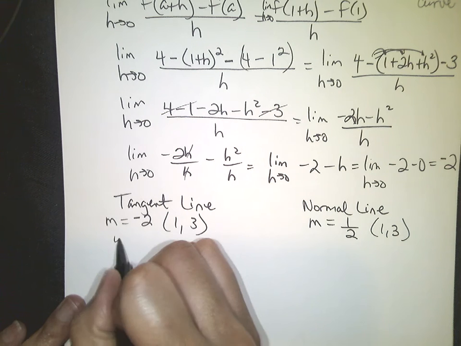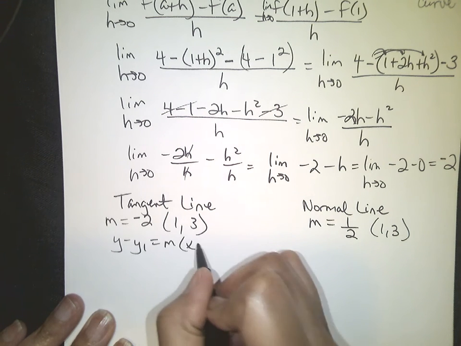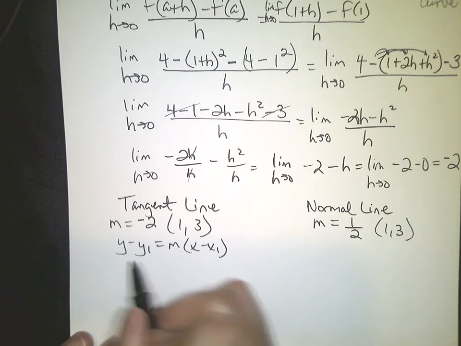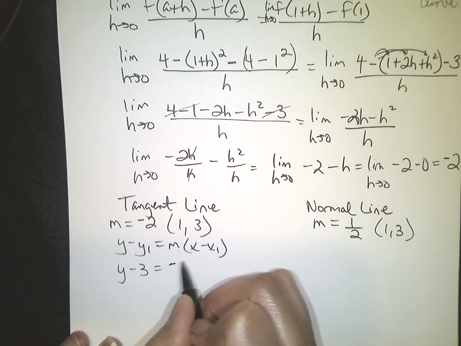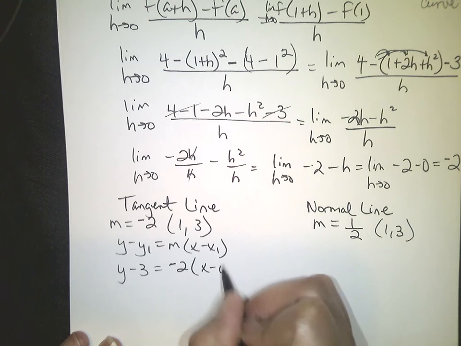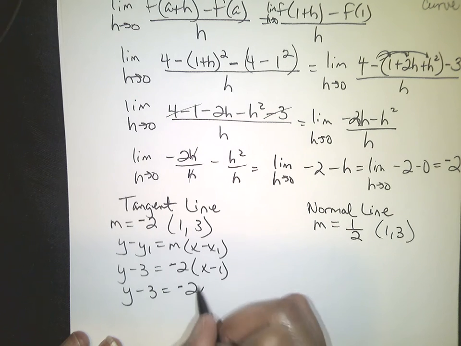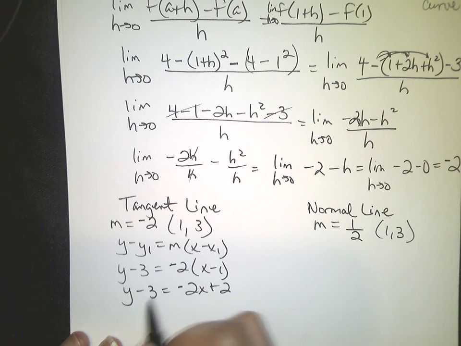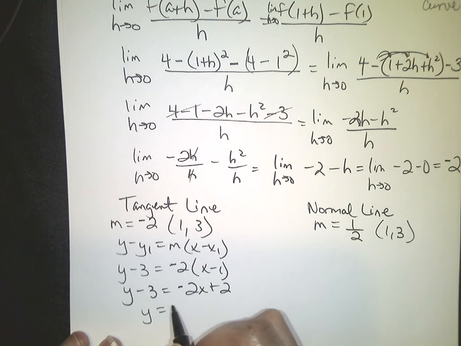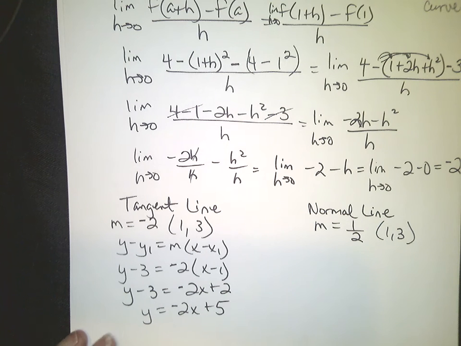All right, so y minus y1 equals m times x minus x1. So y minus 3 equals -2 times x minus 1. Y minus 3 equals -2x plus 2. Add 3 to both sides, so y equals -2x plus 5. Hopefully. I'm tired.